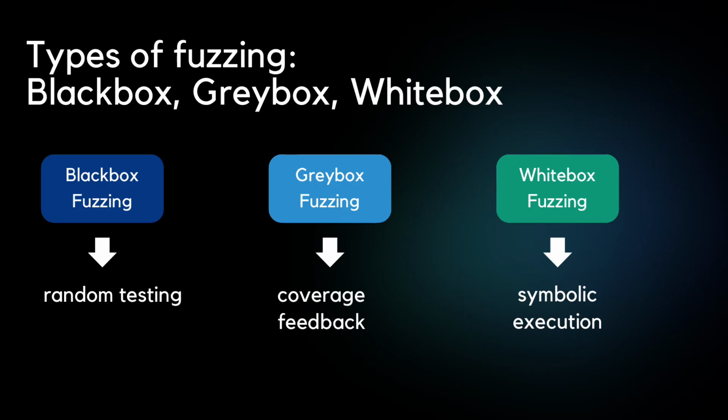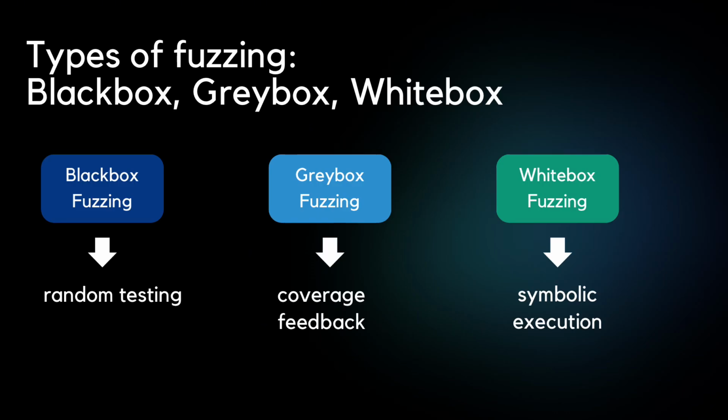Between these two approaches is Greybox fuzzing, which is the most commonly used approach today, as well as what we'll be discussing in this paper. Greybox fuzzing uses lightweight runtime feedback, such as code coverage information, to guide input generation. This approach provides a good balance between efficiency and guidance. Tools like AFL and libfuzzer are examples of Greybox fuzzers, and both of those are very widely used today.